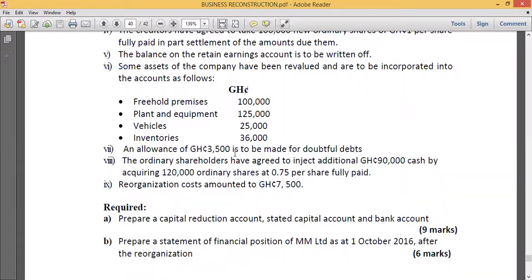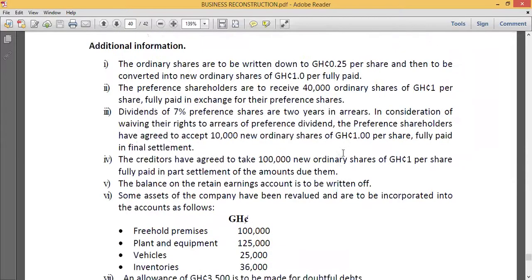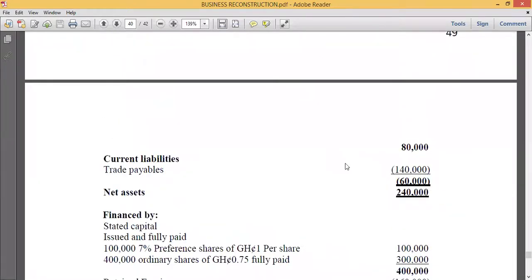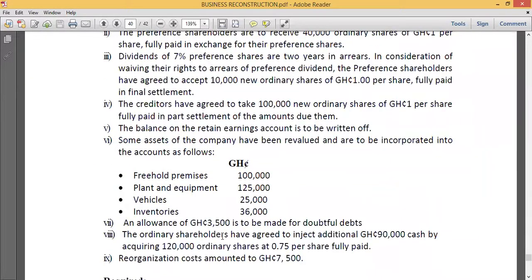An allowance of 3,500 is to be made for doubtful debts. So provision, 3,500. So we take it off. That 3,500 becomes the loss to the company. Then, when you go to the new financial position to get the trade receivable, you subtract this figure from the current value of the trade receivable. Good. And then you are done.